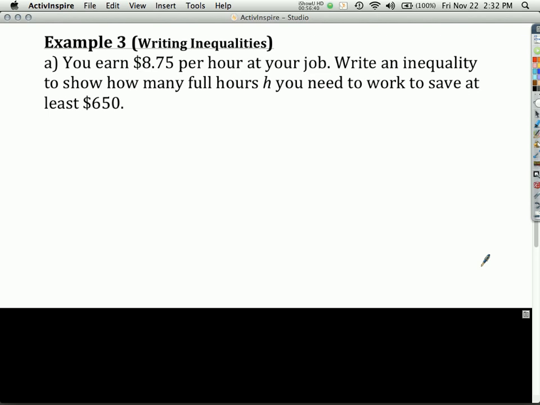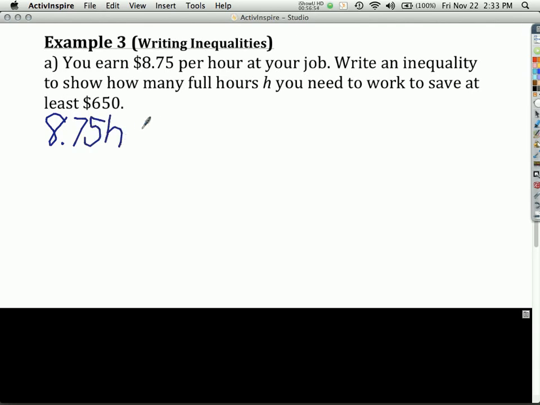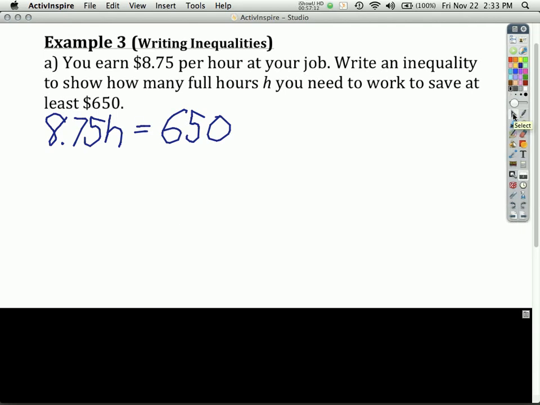Very good. Now we're given the letter H, so we're going to use the letter H, but that's the same thing. So 8.75 times the number of hours will give me $650. But now I'm not saying that I want to earn exactly $650. I'm saying I want to earn at least $650. So now we're not using an equation. This is only solvable using an inequality.